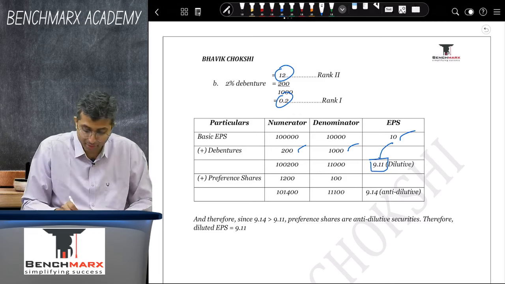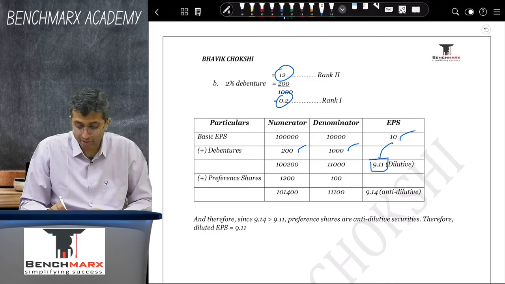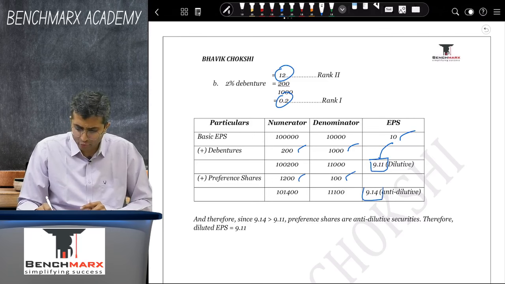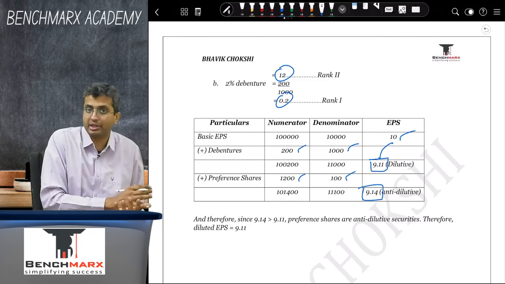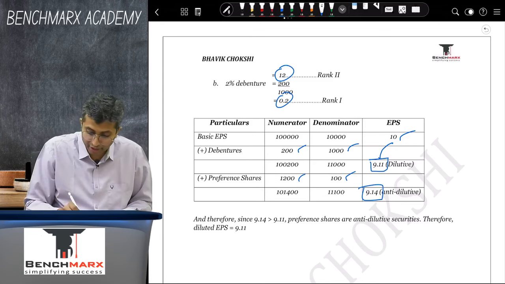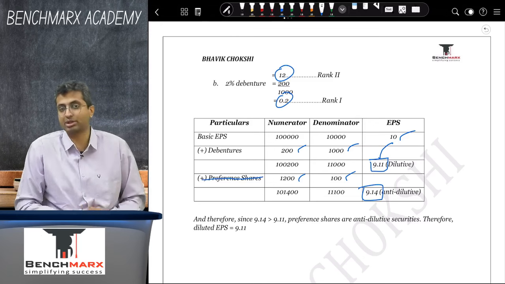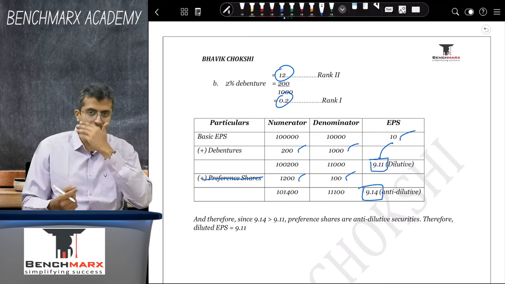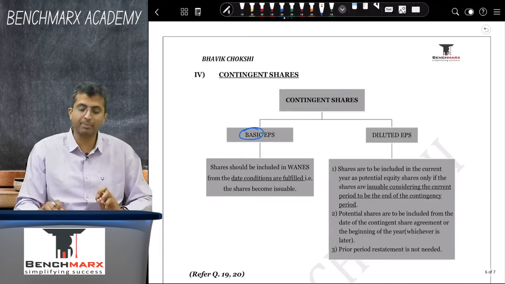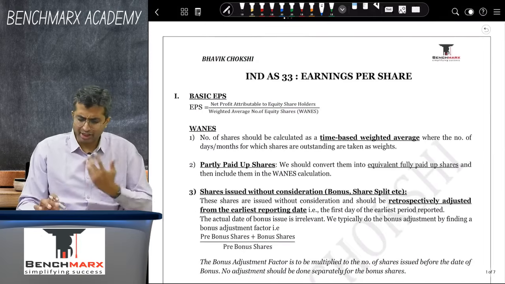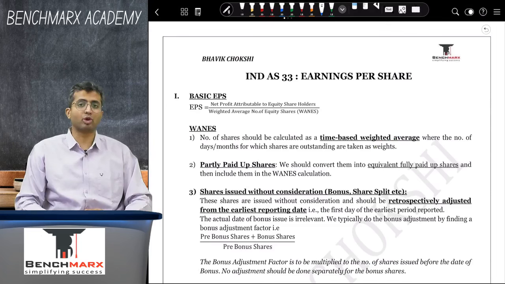Now you take the second instrument, which is preference shares. If preference shares were converted, then 1200 will be added in the numerator, 100 in the denominator, and hence if you solve this, this will come to 9.14, which apparently is lower than 10, but it is higher than 9.11, and hence we will ignore the preference shares and say that the worst possible EPS is actually 9.11. So this is the order of ranking that has to be done in case multiple potential equity shares are there in a particular problem. Okay, so that I think largely covers the important concepts of Ind AS 33.